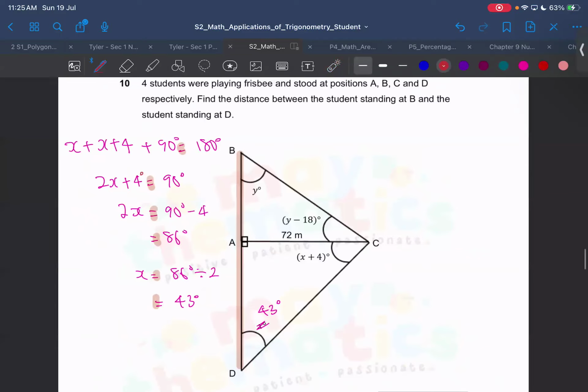Okay, I'll do the same for y. 54 degree. 54 degree. Yes. Did everyone get that?